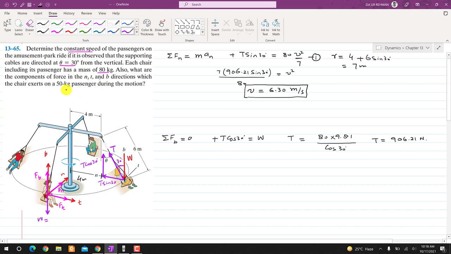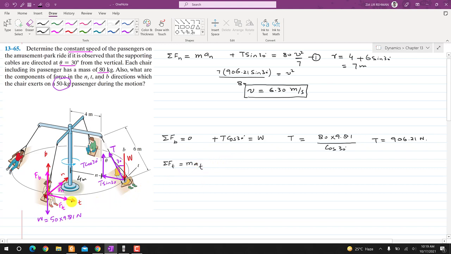And this time this weight is 50 times 9.81, since we are not considering the chair, we are only considering the mass of the children, right? So this is 50 times 9.81 newtons. Now if we apply the summation of forces along the tangential direction equals to M AT, and since these passengers are moving with the constant velocity, then the tangential acceleration is zero, since the tangential acceleration deals with the change in the magnitude of the velocity. So the magnitude of the velocity is not changing.